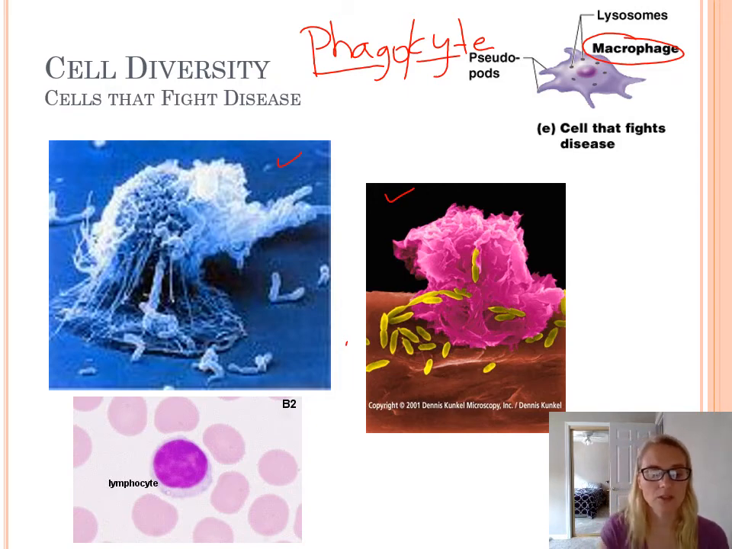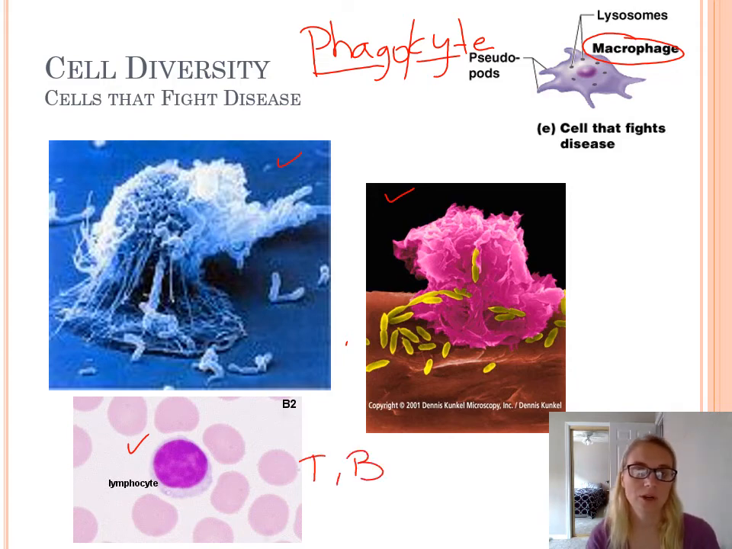And then here's a light micrograph of what's called a lymphocyte, which are your specific immune cells. So if you've ever heard of T cells or B cells before, those are in this category of lymphocytes. And again, you'll learn more about that in the blood cardiovascular system chapter in 122.